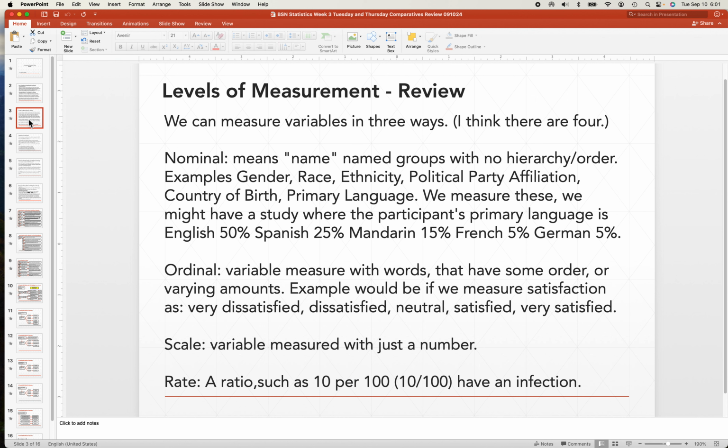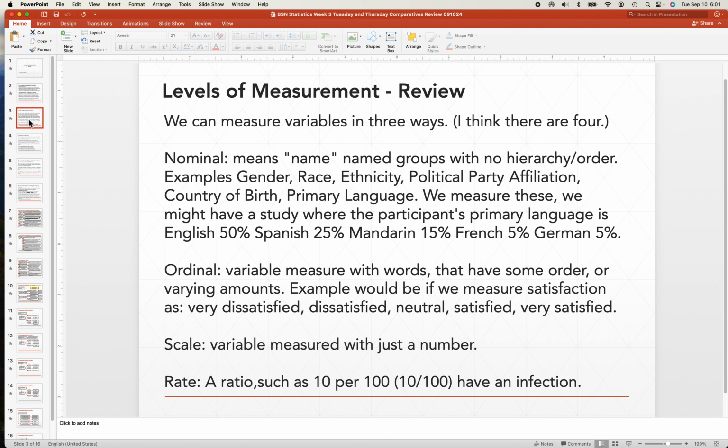The first is nominal. Nominal simply means name. It's a name group. There's no hierarchy or order. If we ask a patient their country of birth or their primary language and they tell us English or Spanish, Mandarin, French, or German, that's nominal level data. It's data that does not have any kind of hierarchy or order. It's named groups. Ordinal data is where we measure a variable using words, and these words have varying amounts of that variable. So if we ask nurses how satisfied they are with their job, and we give them these five choices: very dissatisfied, dissatisfied, neutral, satisfied, very satisfied, that's ordinal data.